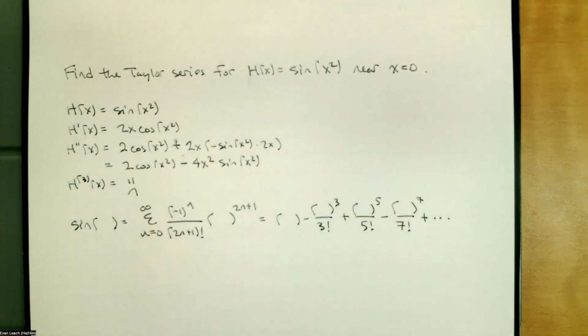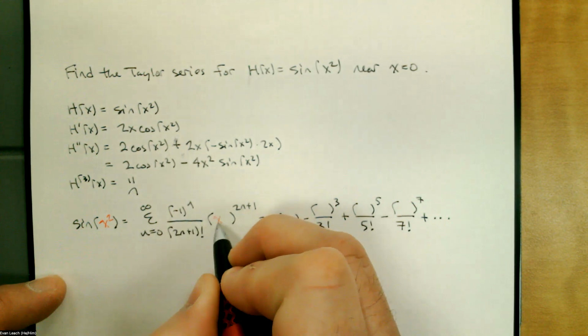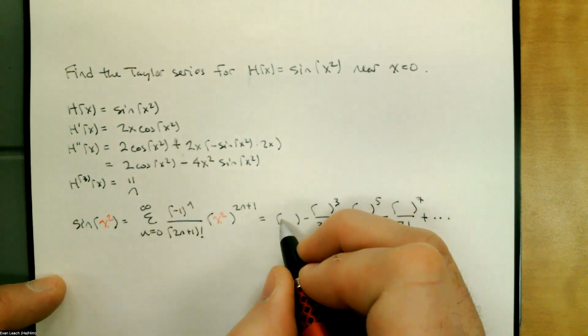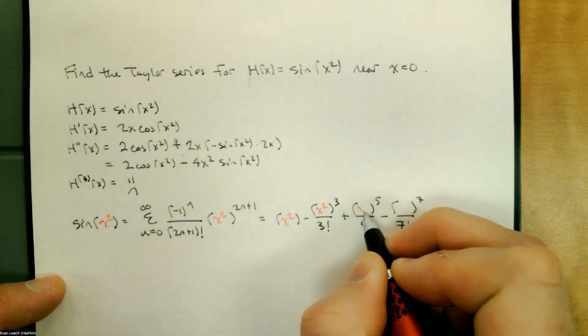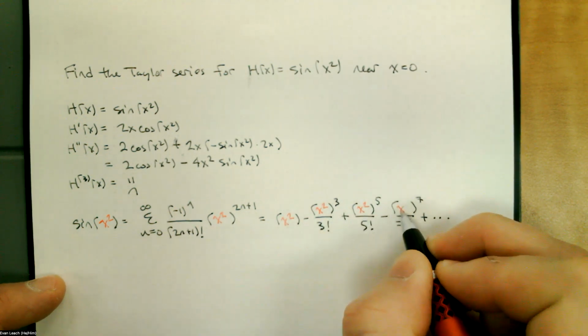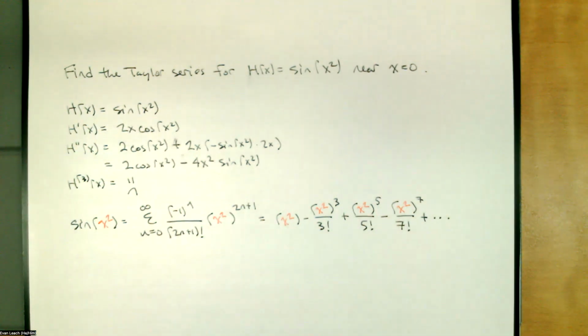And I'm going to plug in x squared. I'm just going to do the composition here. Rather than take all the derivatives, just take our series for sine of x and plug in an x squared.